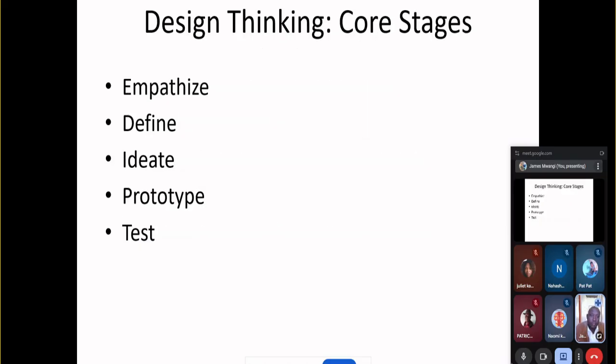So we look at design thinking, which has 5 core stages. Number one, empathizing. You know what it is to empathize? To empathize is to wear someone's shoes, to be in someone's shoes. To look at their thinking, their feeling, their experience exactly the way it is. Okay, you put yourself into their position.